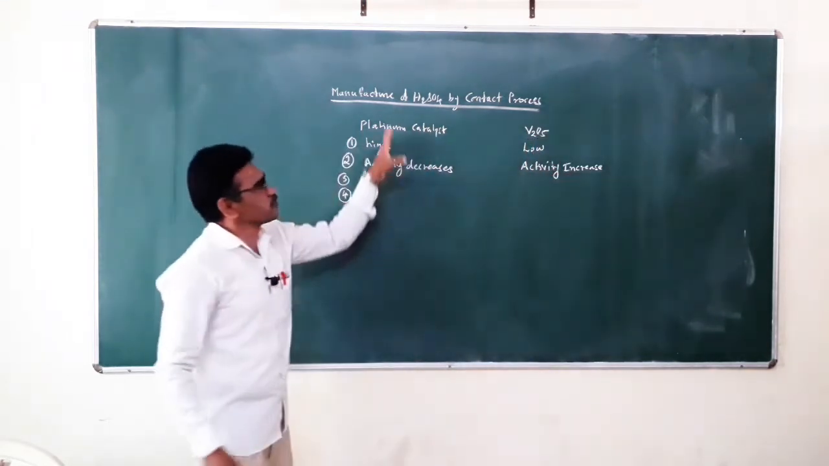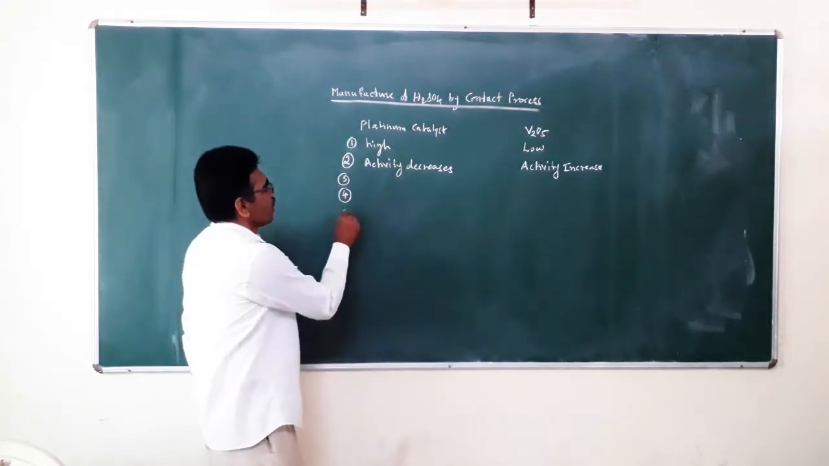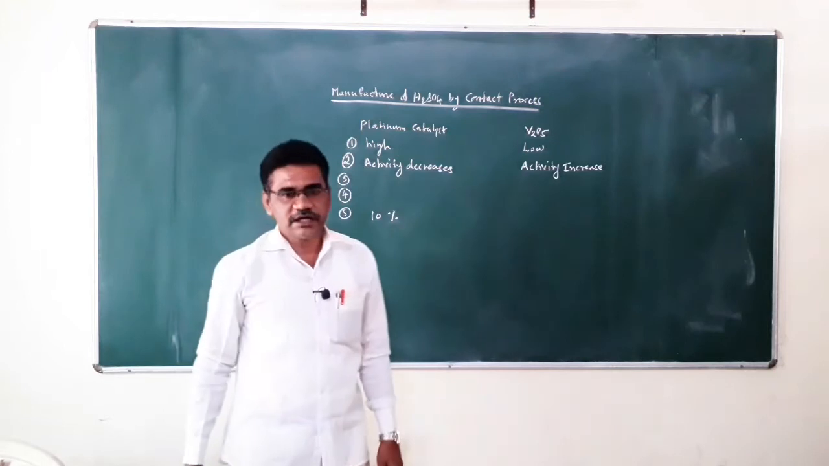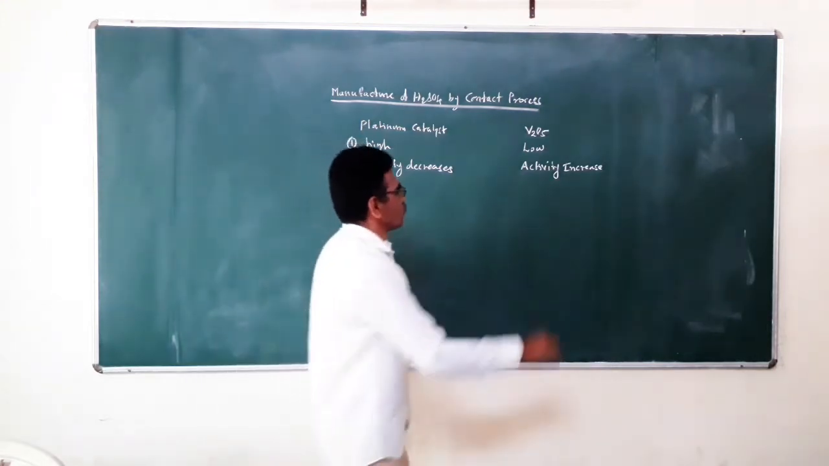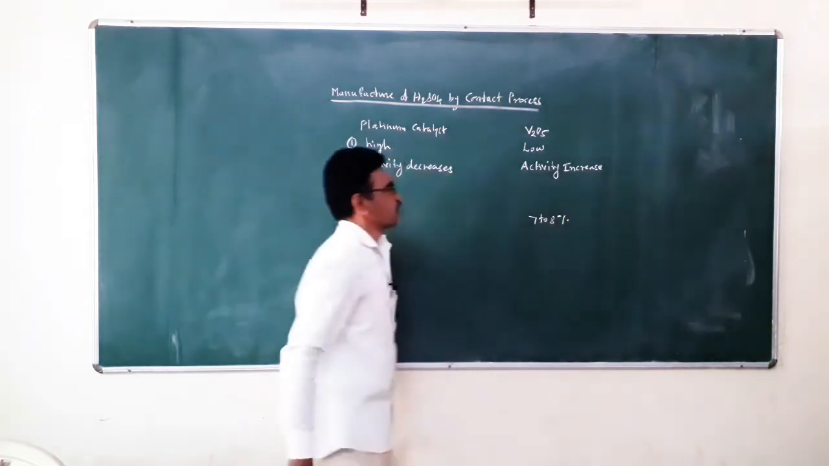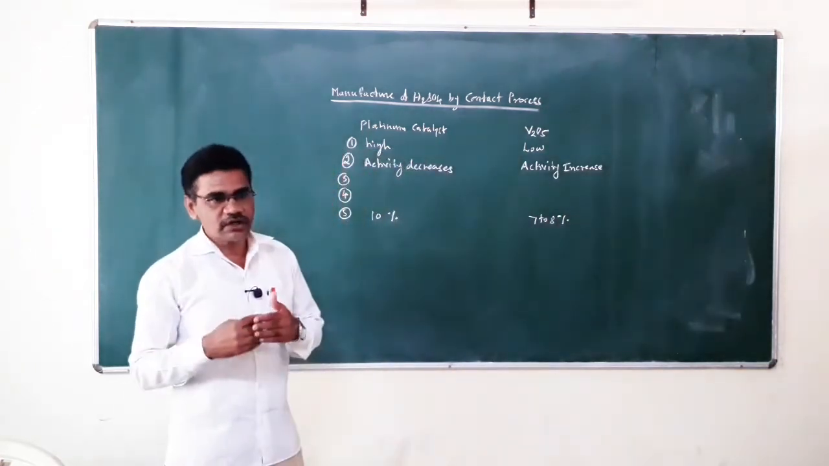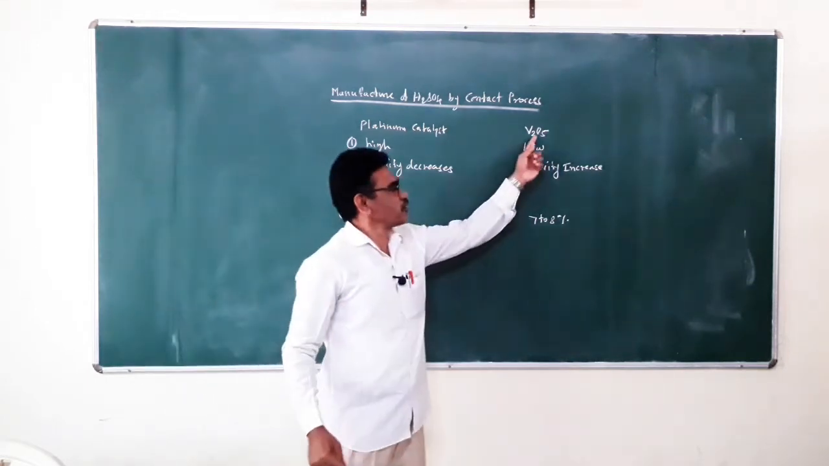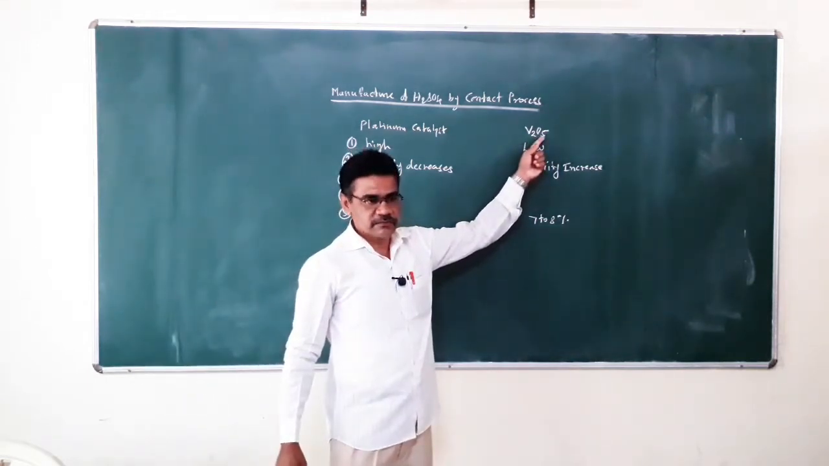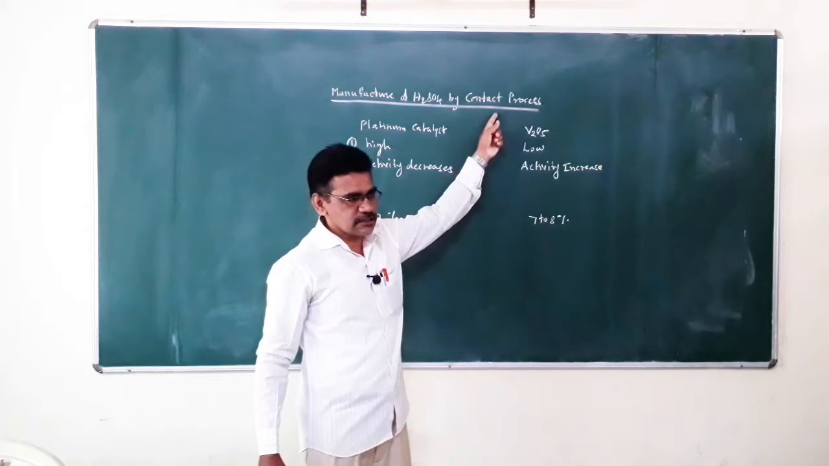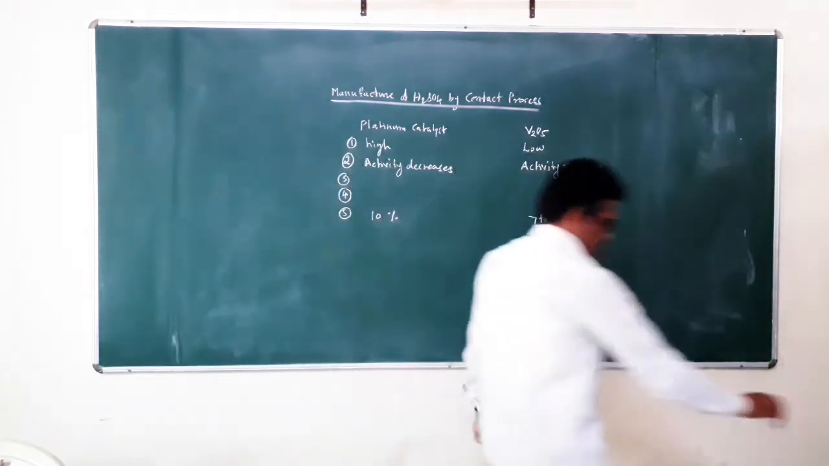In the manufacture of sulfuric acid, you have to use only 10% platinum catalyst. And here you have to use 7 to 8% vanadium pentoxide catalyst. And therefore, in the manufacture of sulfuric acid, the vanadium pentoxide is preferred. Or it is a better catalyst for the manufacture of sulfuric acid by contact process. Now, this is first part.